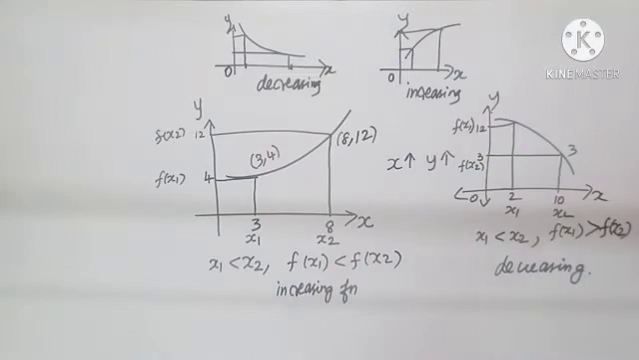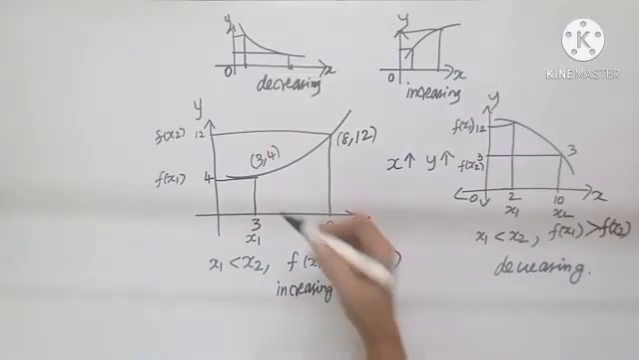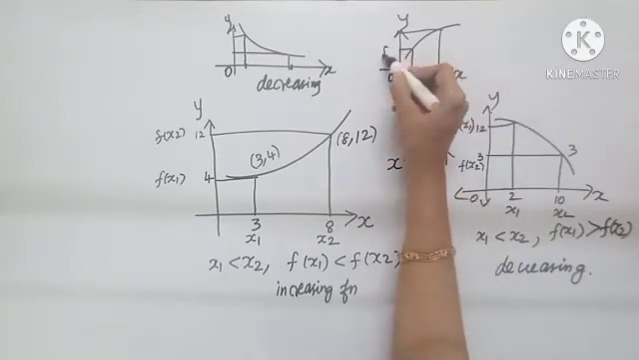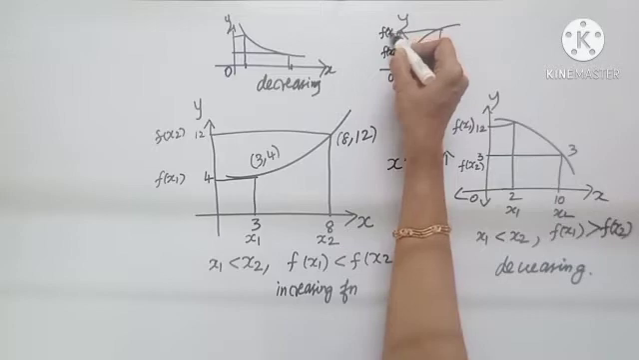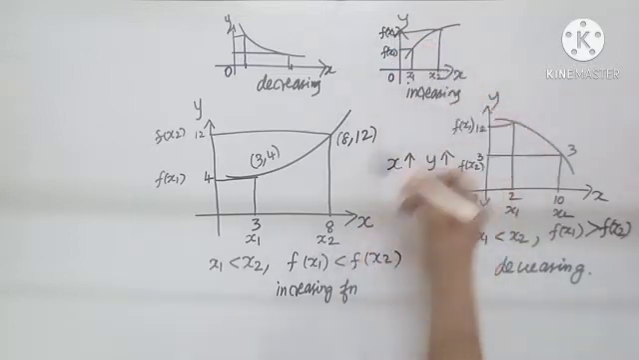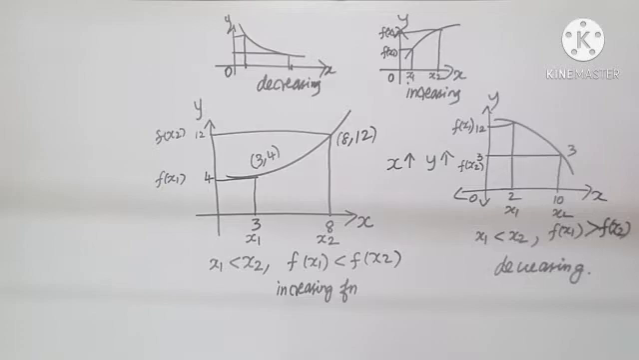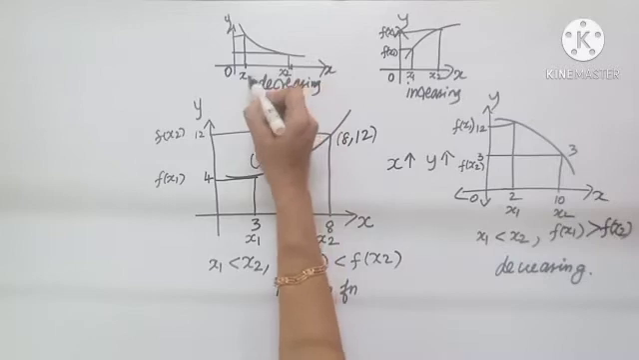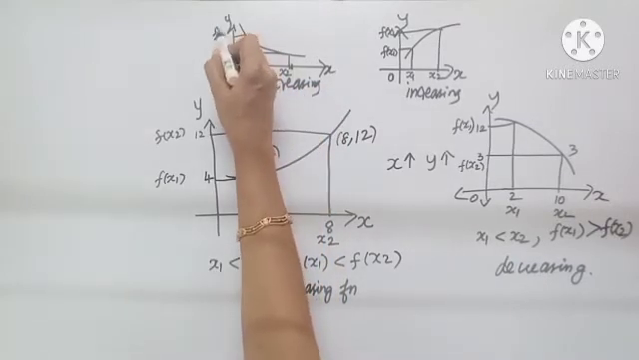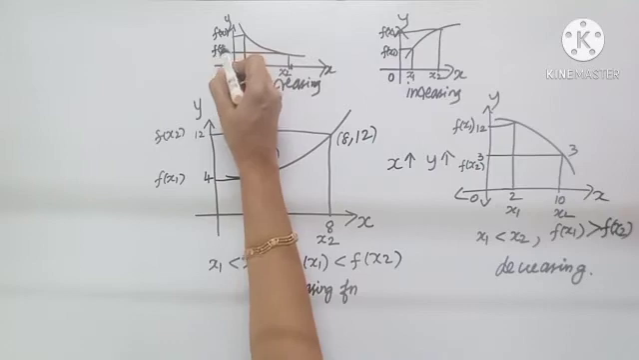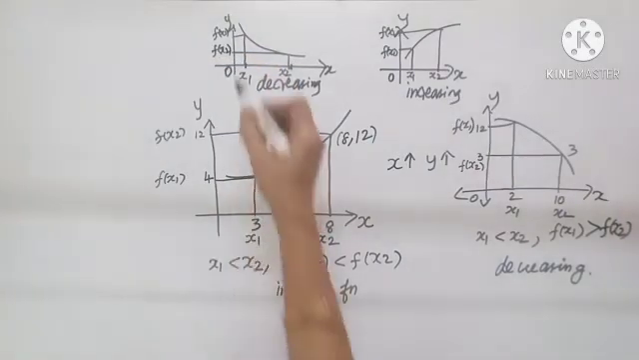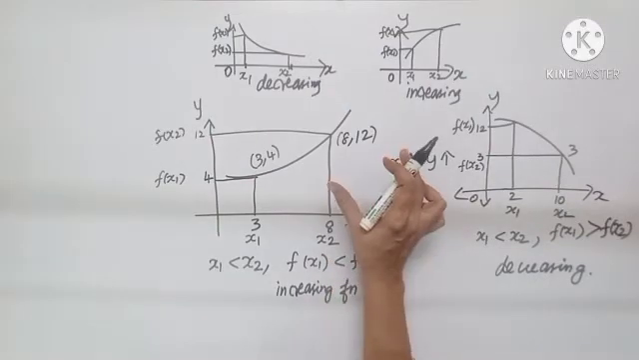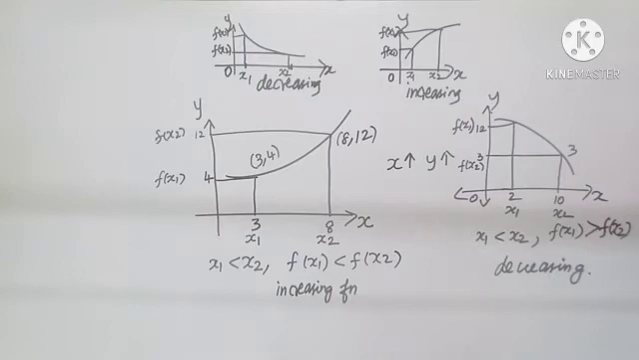So as we see, there are 4 types. We should know these two: when x1 is below x2, f of x1 is below f of x2, and such curves we call increasing curves. Whereas for these two, x1 is less than x2, but f of x1 is greater than f of x2. This type of curve we call decreasing. So when I see the curve, I can analyze like this.